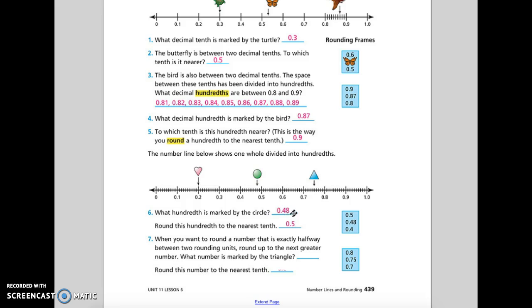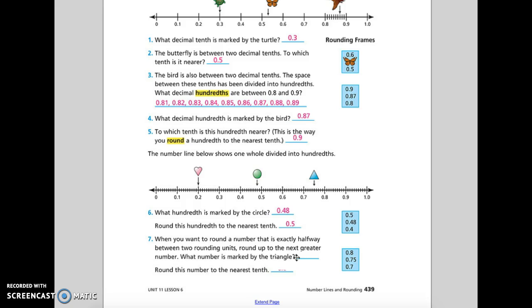And so that means the number to the left of it I get to round up, which is that 4. I get to round it to 5, which gives us 5/10. All right. Now, when you want to round a number that is exactly halfway between two rounding units, round up to the next greater number.